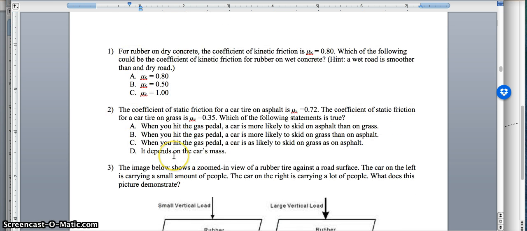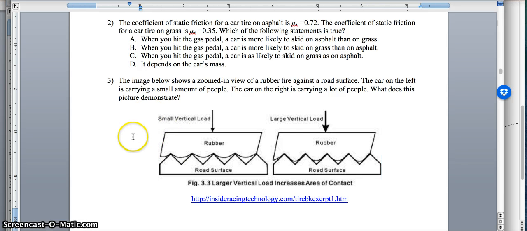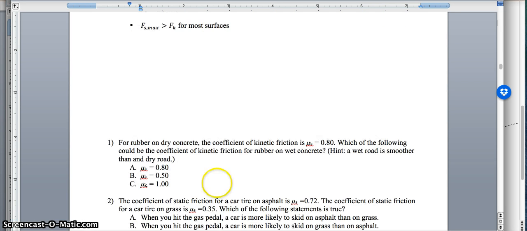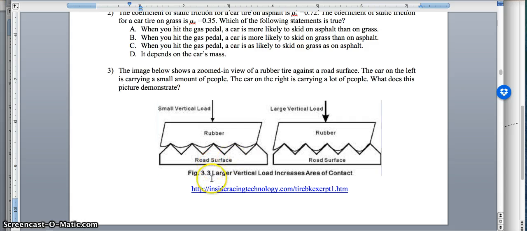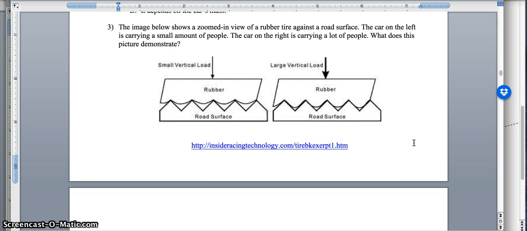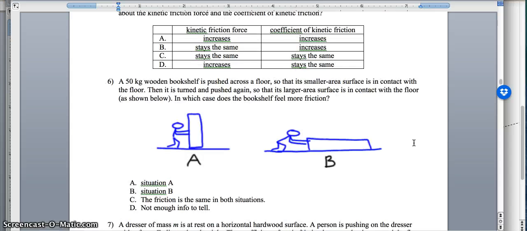So take a moment, solve these problems. When you get down to number 3, ignore what it says right here. It says larger vertical load increases area of contact. That's true, but we're going to ignore it because it doesn't impact the friction force. So solve these problems, take a moment.